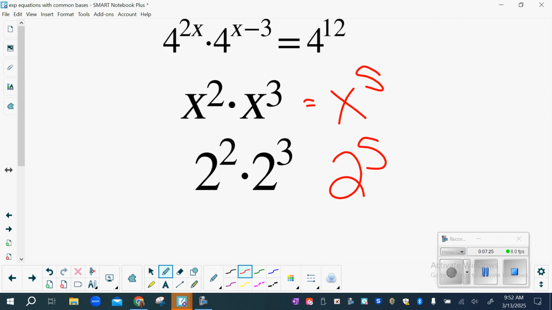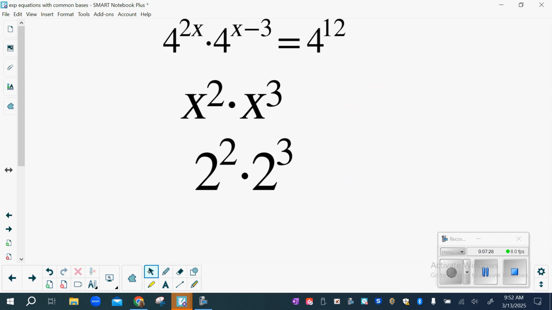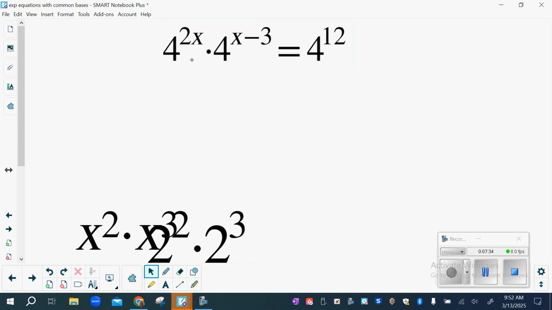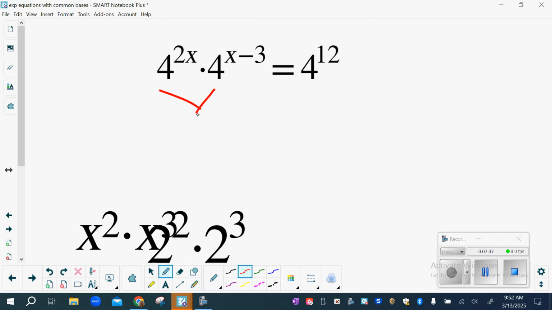So with that said, I would now like you to do this. Here's what I want you to do. Put those together. All you're doing is you take your base and add your exponents. When you're multiplying, you take your base and add your exponents. We're not going to multiply those 4s together because the exponents take care of that. That's it.